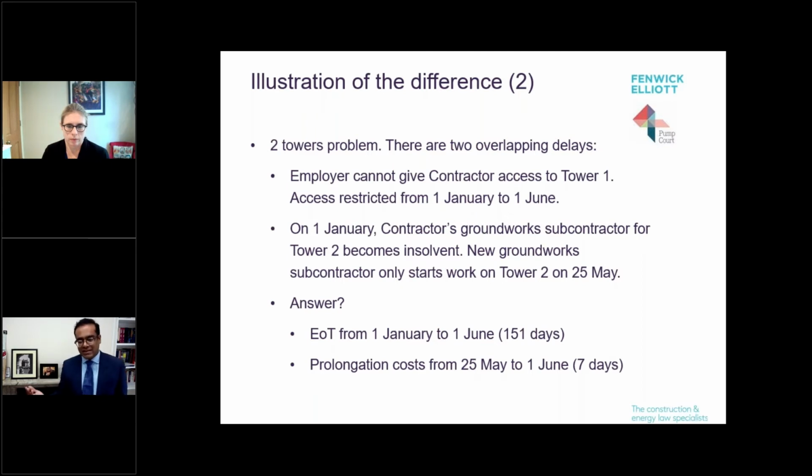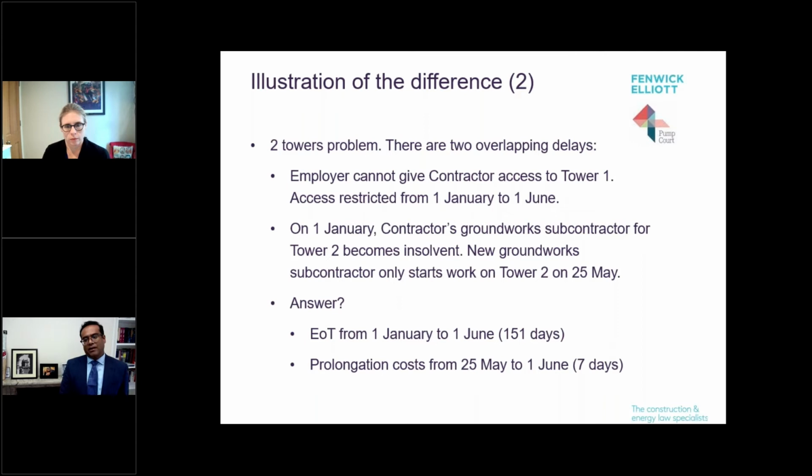So in this scenario, where there are overlapping delays, how would the prolongation cost claim work? How would the extension of time claim work? Well, there would be an EOT from the 1st of January to the 1st of June, that being the critical delay, the longest delay, and that would be 151 days. However, but for the employer delay, the overall project would only be finished around 7 days earlier, and that's because of the contractor's delays on Tower 2, so you'd only be entitled to prolongation costs for 7 days. So that's how it works in theory.